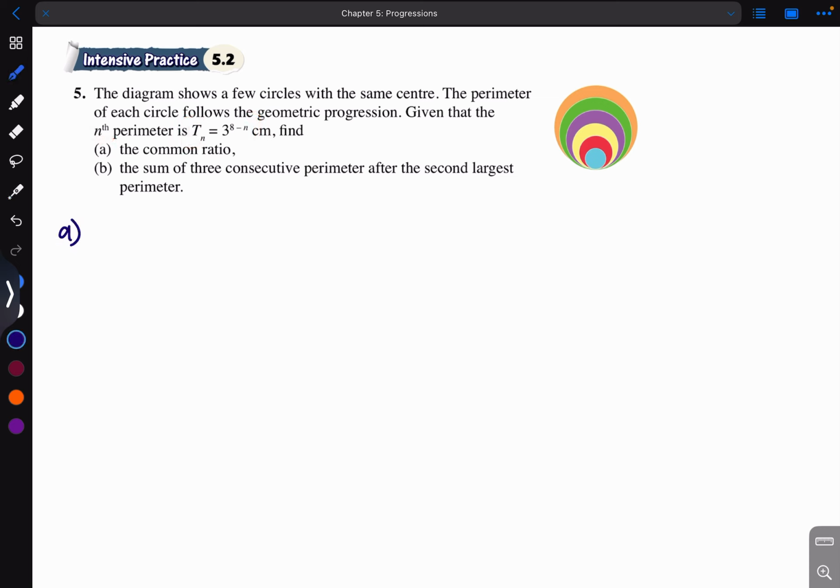Okay, so for the common ratio, the formula is T2 over T1 or T3 over T2 and so on. Since we know the formula for Tn, we can easily find T2 and T1. So T2 would be 3 to the power of 8 minus 2, and T1 would be 3 to the power of 8 minus 1. So 3 power 8 minus 2 over 3 power 8 minus 1.